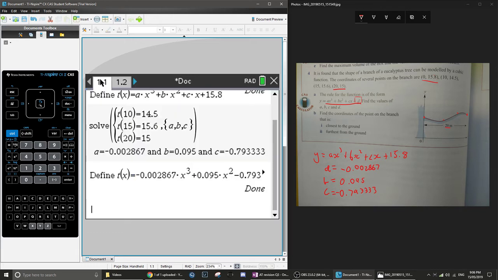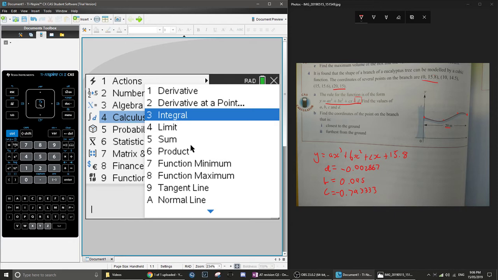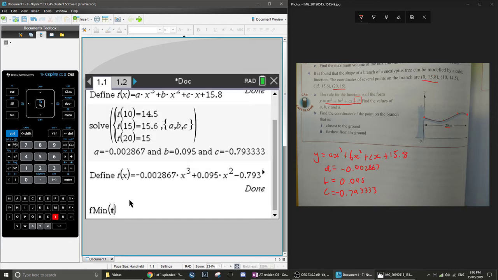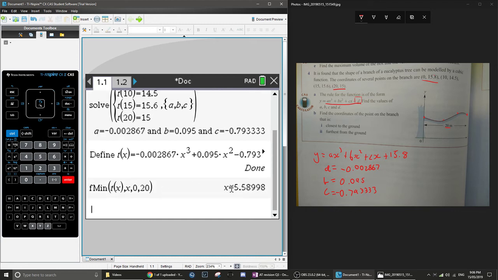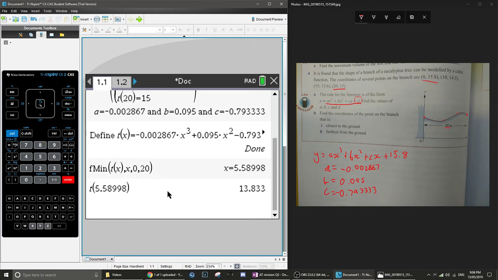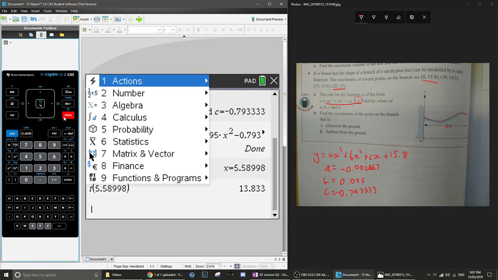We could have avoided the whole graph. We can use fmin, fmax from the calculus menus. Calculus, function minimum. Okay. T of x. We want to find the x coordinate when that occurs, and we're going to look between 0 and 20. So we're finding the minimum of this function, which is going to give us the output of x, and we're going to look between 0 and 20 because we know our range. There it is, 5.598. So you could go t of 5.598. This is our y coordinate, and we can do the exact same thing.